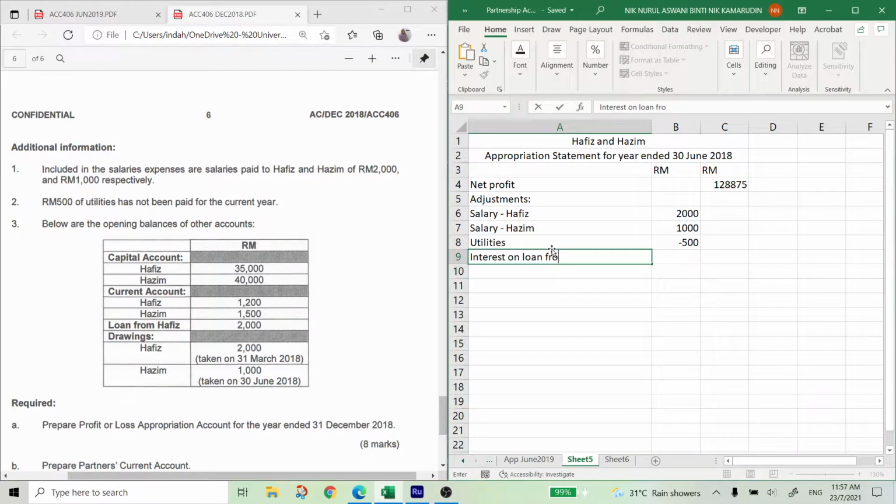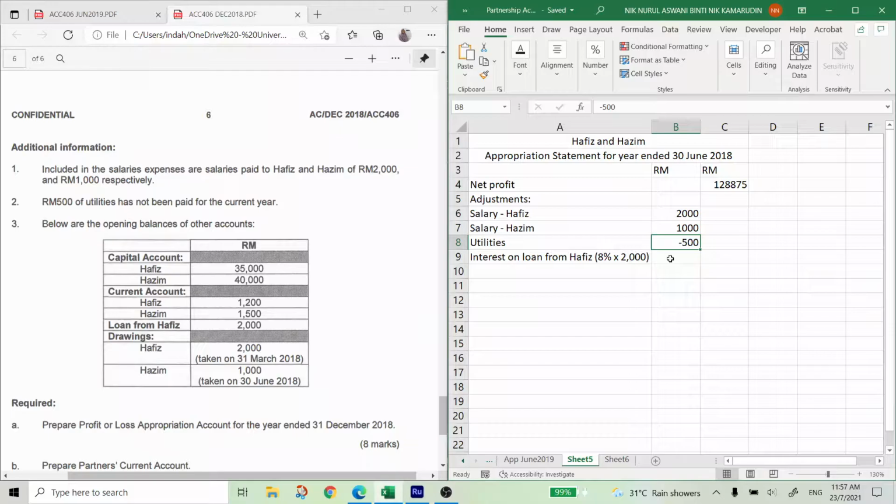loan from Hafiz. Any interest on loan is to be regarded as business operating expenses. So this will affect the amount of net profit. So we are going to deduct from the net profit here. So how much? 8% times 2,000.